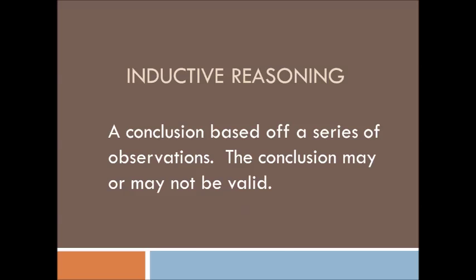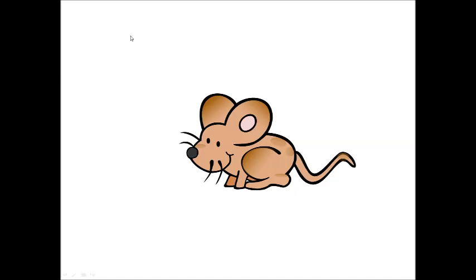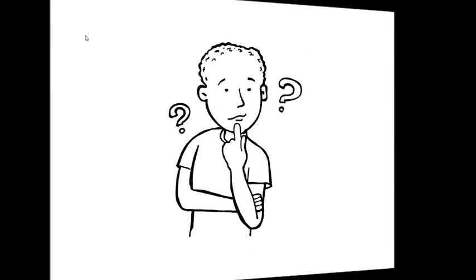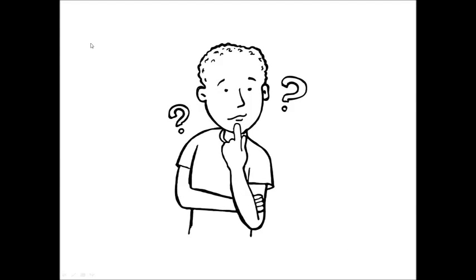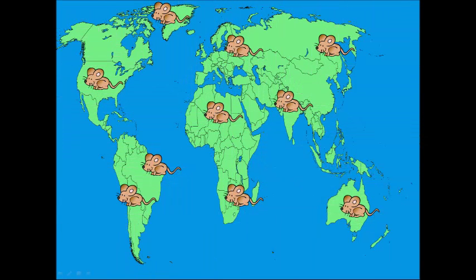Let's take this for example. Let's say you notice that all the mice around you are brown, and so you make the conclusion that all mice in the world are brown. Can you say this conclusion is certainly correct? No, because it is based off a few observations. This is an example of inductive reasoning and the beginning of forming a correct conclusion or correct proof. What this observation has given you is a starting point or hypothesis to test out.